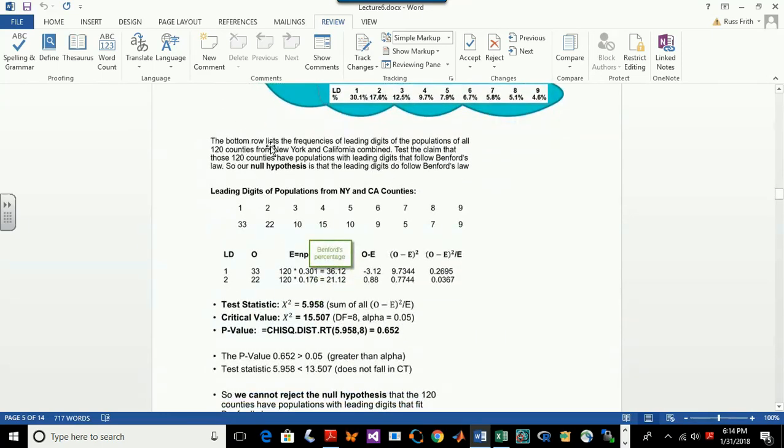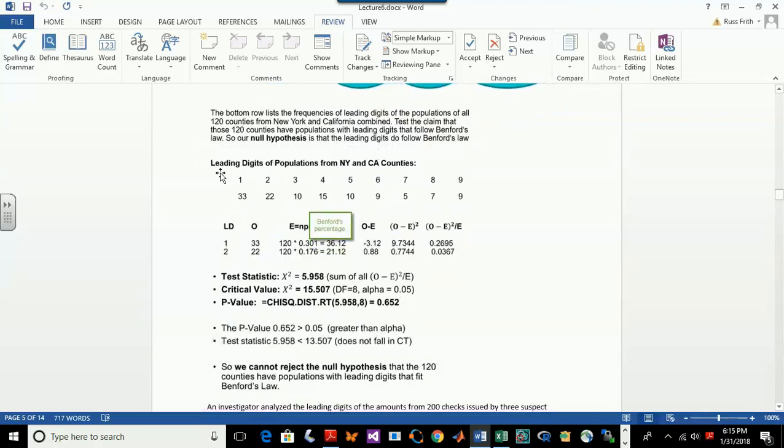The bottom row lists the frequencies of leading digits of the populations of all 120 counties from New York and California combined. Test the claim that those 120 counties have populations with leading digits that follow Benford's law. Our null hypothesis is that the leading digits do follow Benford's law, and the alternative hypothesis is that the leading digits from New York and California do not follow Benford's law.